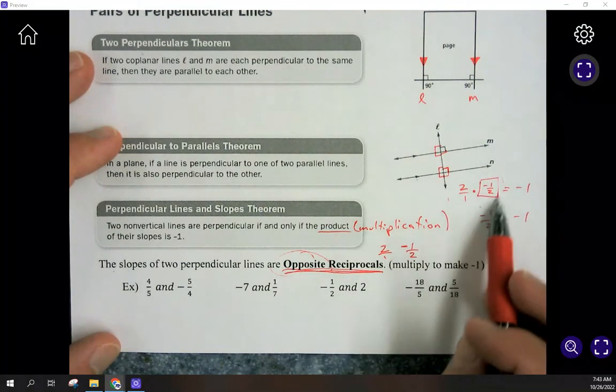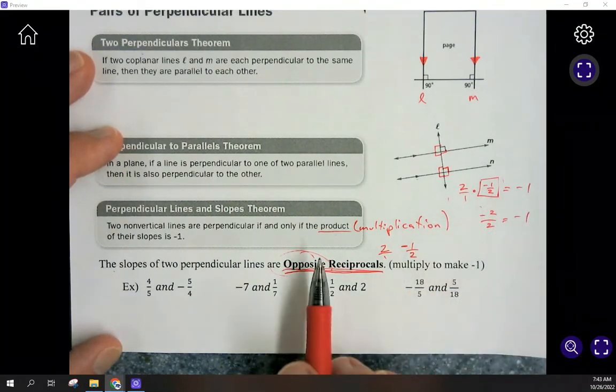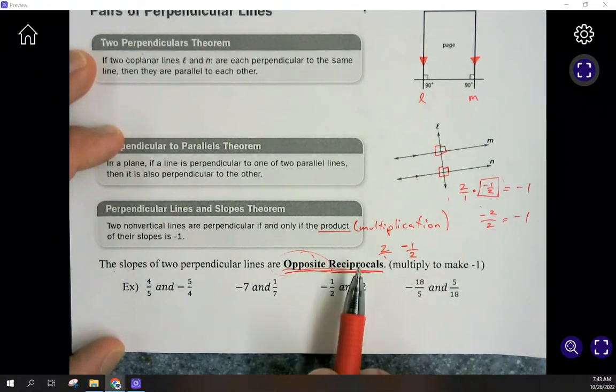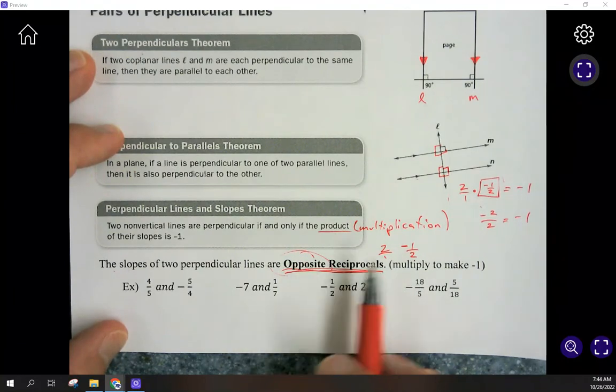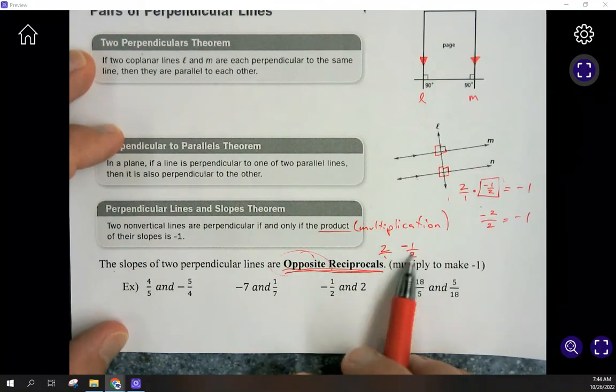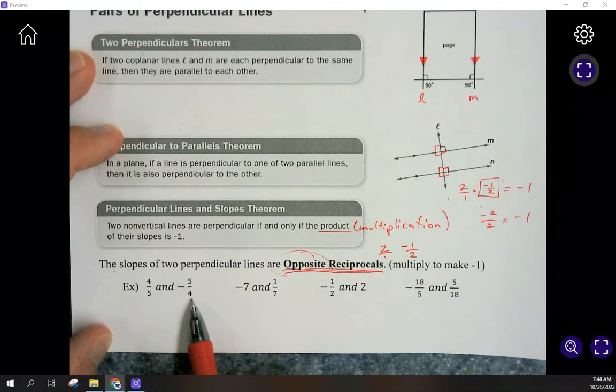So instead of trying to break it down with some mental math, what do I have to multiply by to make -1? Just know that it's the opposite reciprocal. You flip the fraction, you change the sign. Opposite means change the sign, reciprocal means flip the fraction. So for example, the opposite reciprocal of 4/5 is -5/4. I flipped the fraction, I went from positive to negative.